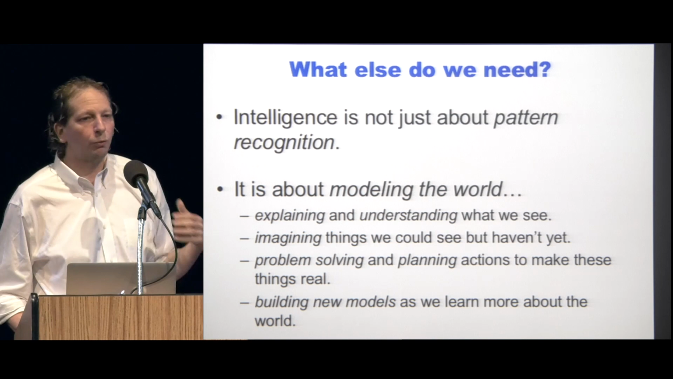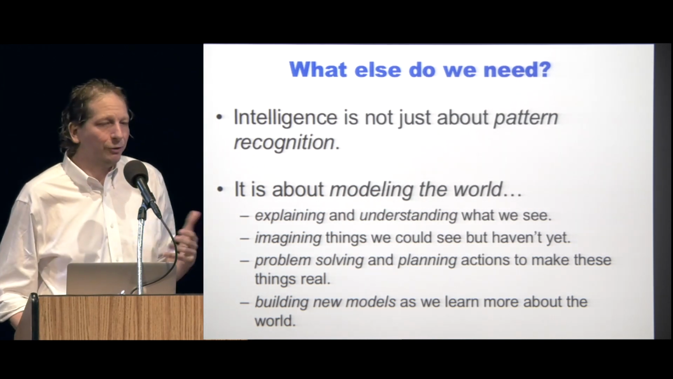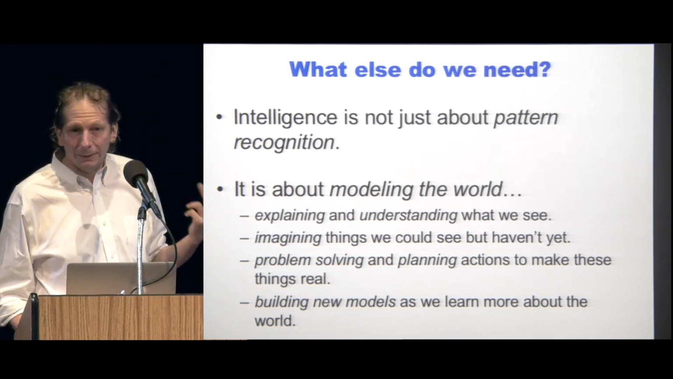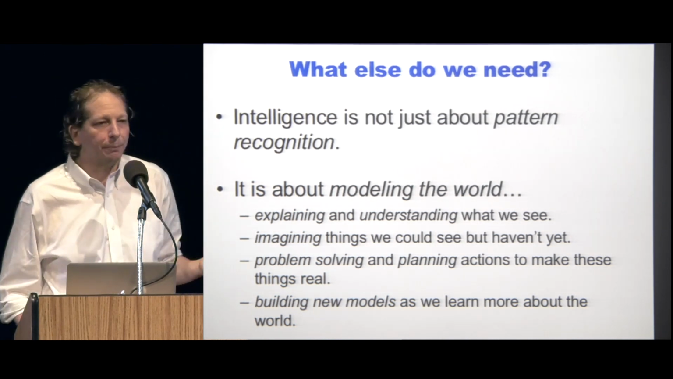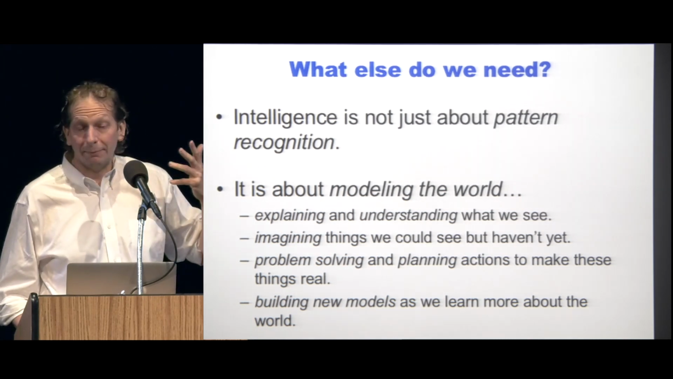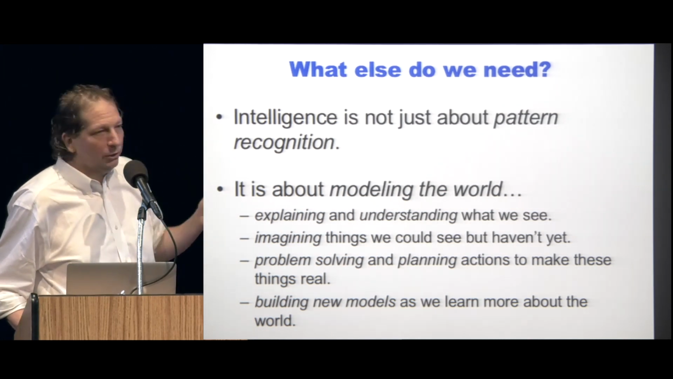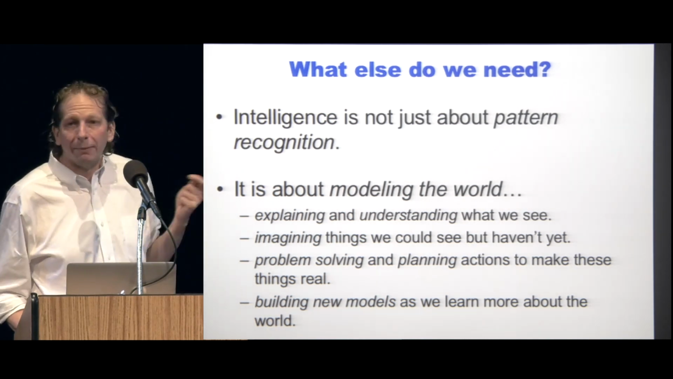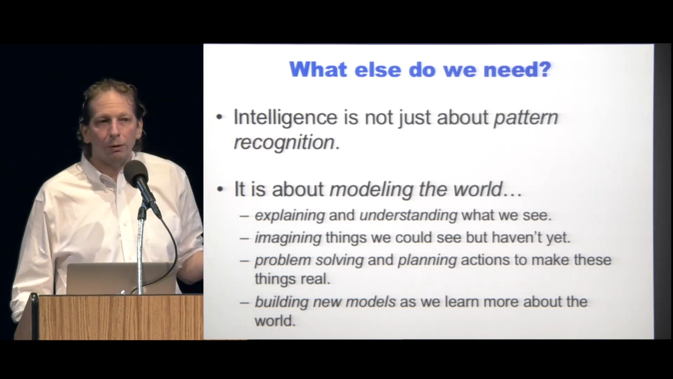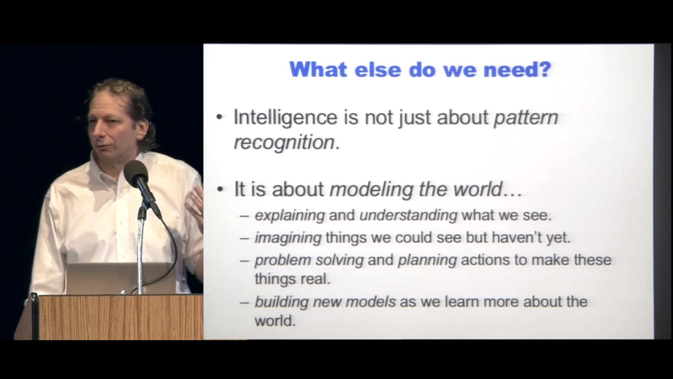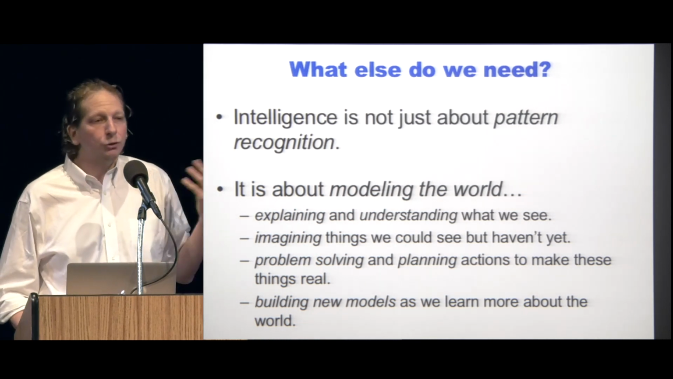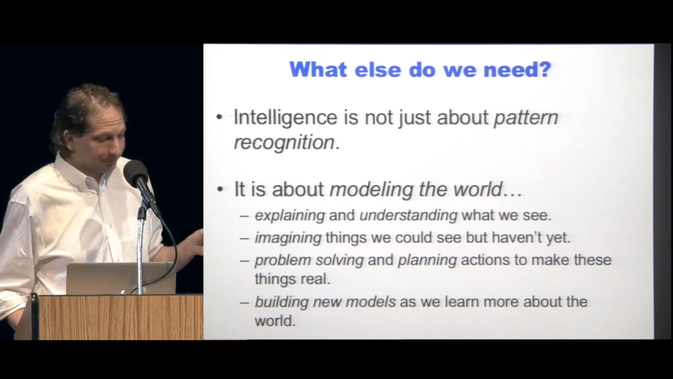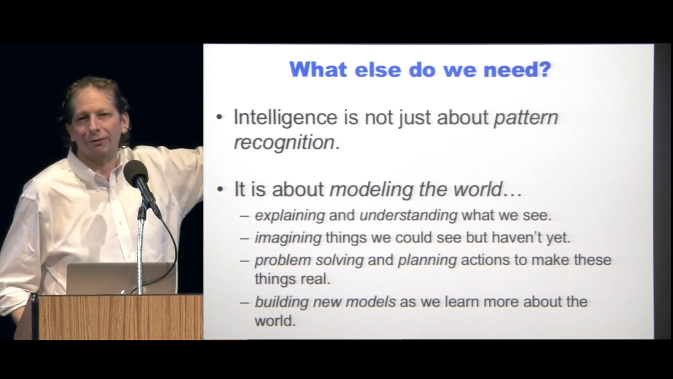It's many things, but the one that I'd like to focus on, and which, if I can speak at all for cognitive science, I think has been central to the field since its beginning, is the idea of intelligence as model building and the mind as a modeling engine. And that means the brain, in some sense, has to be a modeling engine. So we don't just recognize patterns in what we see, but we explain and understand what we see. Okay? We imagine things that we could see but haven't yet. We make plans and solve problems in order to make those things real. And then when we're learning, that means building new models as we experience more, as we realize what maybe our models are missing.